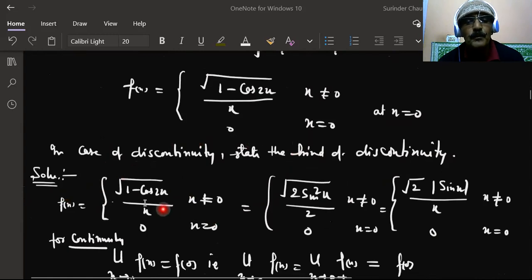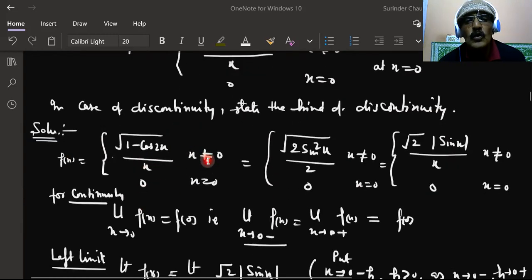At x not equal to 0, the function is this. So 1 plus cos 2x can be written as 2 cos square x. This is equal to root 2 times the square root of sine square x upon x, which is equal to root 2 times modulus of sin x upon x for x not equal to 0, and this is equal to 0 at x equal to 0.